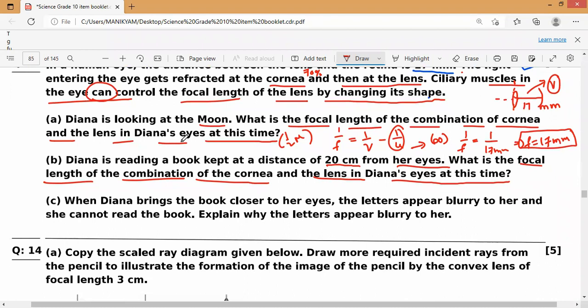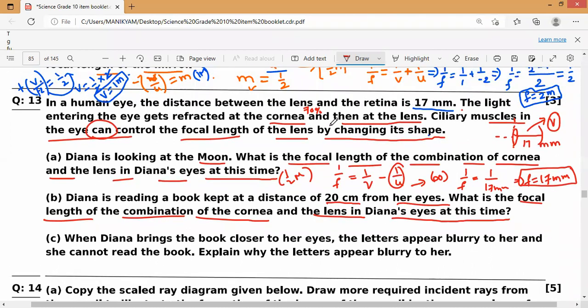Now again we have to find the same thing, focal length only. Now is the object distance minus or plus? Reading a book that is kept at 20 centimeter, so the object distance is minus 20 centimeter, which means minus 200 millimeter, because we know that 1 centimeter equals 10 millimeters. And the image distance is still positive, 17 mm. So please solve it and tell me the focal length.